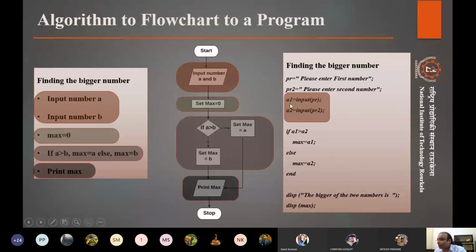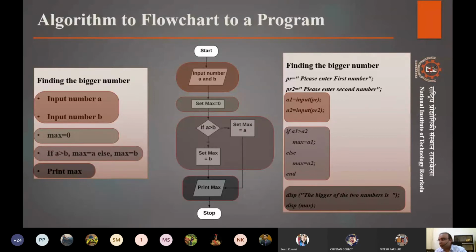So we are getting A1 and A2 as the two variables, right? Secondly, we compare whether A1 is greater than A2. If A1 is greater than A2, then assign the value of A1 to another variable, max. Else max is A2, similar to the algorithm or the flowchart we saw. And there is the display or output part, where you display the bigger one, max. So clearly these all have parallels, but in each case we represent them differently.